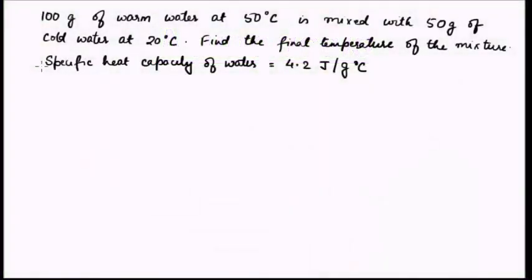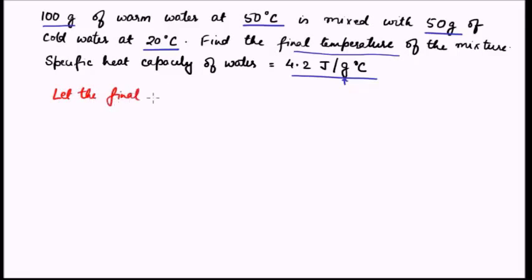This question asks us to find the final temperature of a mixture, given that we have 100 gram of warm water at 50 degrees Celsius and that is mixed with 50 gram of cold water at 20 degrees Celsius. We are given the specific heat capacity of water as 4.2 joule per gram degree Celsius. It is already given in grams. So to begin such questions, the first step is to assume the final temperature as T degrees Celsius. Let the final temperature be T degrees Celsius.